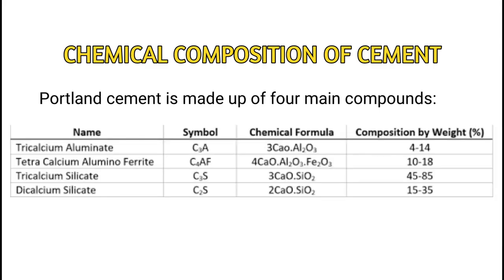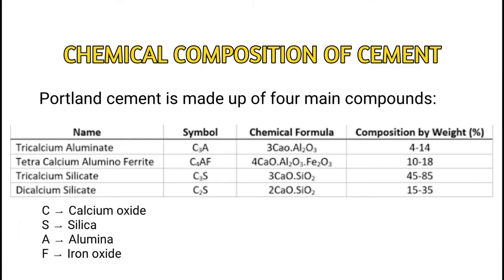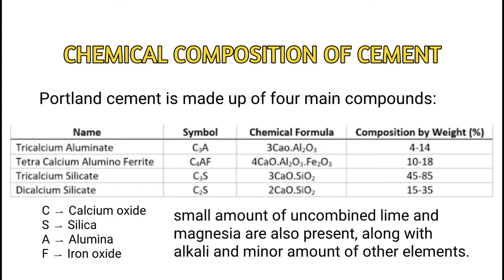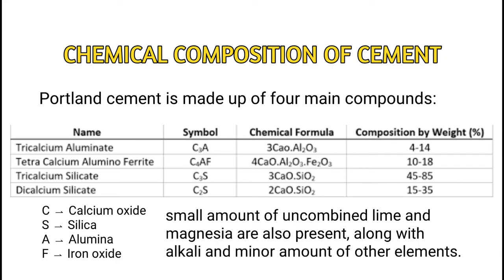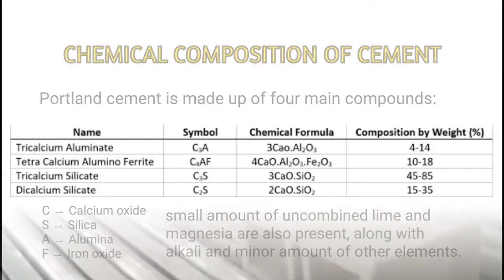Chemical composition of cement. Portland cement is made up of four main compounds: tricalcium silicate, dicalcium silicate, tricalcium aluminate, tetracalcium aluminoferrite. In an abbreviated notation, these compounds are designated as C3S, C2S, C3A and C4AF, where C stands for calcium oxide, S for silica, A for alumina, and F for iron oxide. Small amounts of uncombined lime and magnesia are also present, along with alkali and minor amounts of other elements.